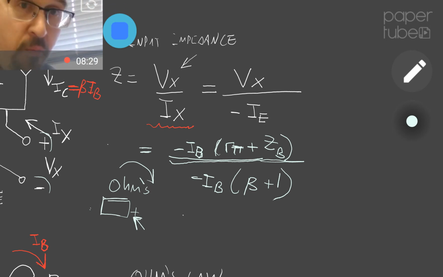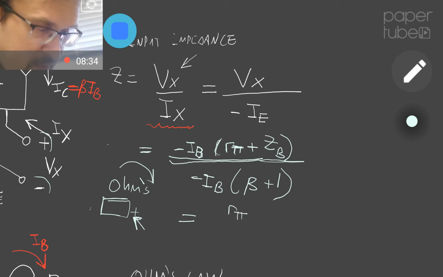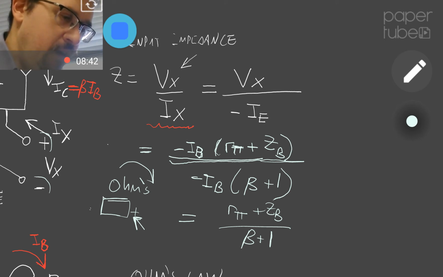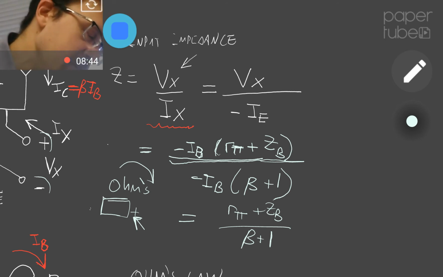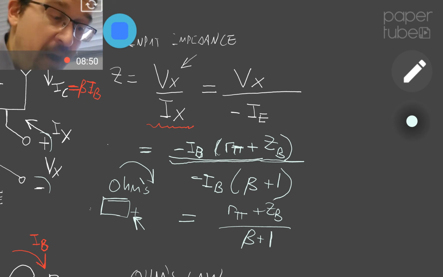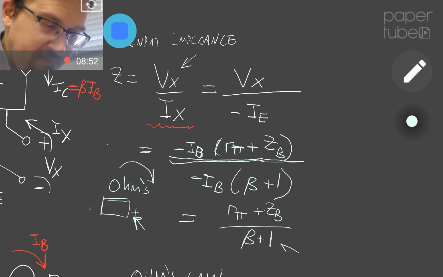So when we go to finalize the expression for the impedance, we've done this in a really mathematical way by following the rules. We didn't use any intuition. And what we get is the value of the resistance is positive if that R pi and Z base are positive, and it's just divided by the beta plus 1.